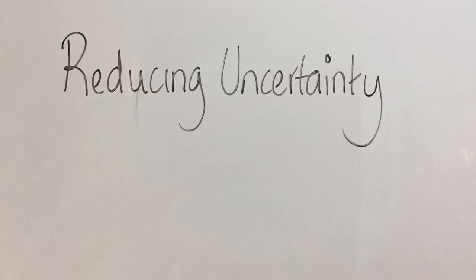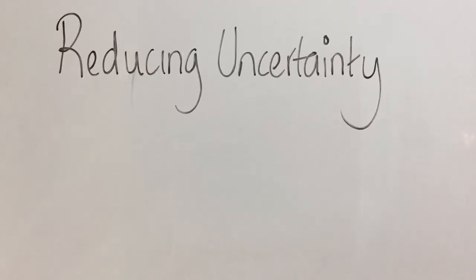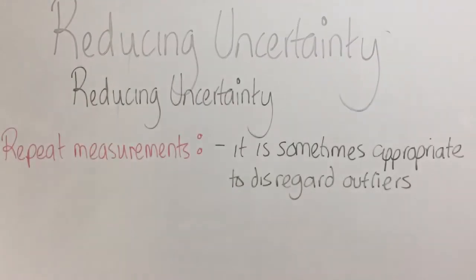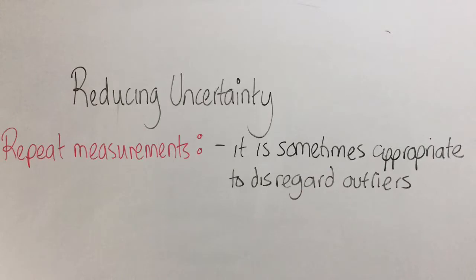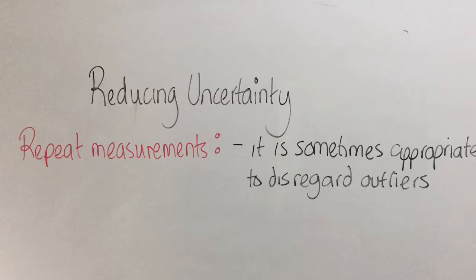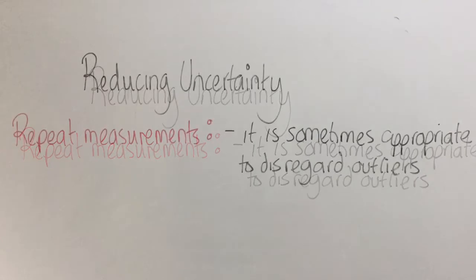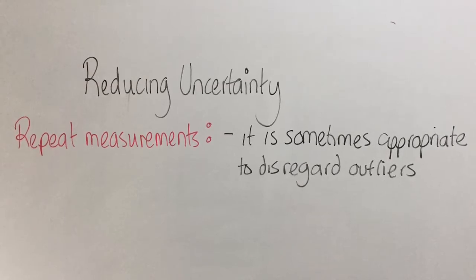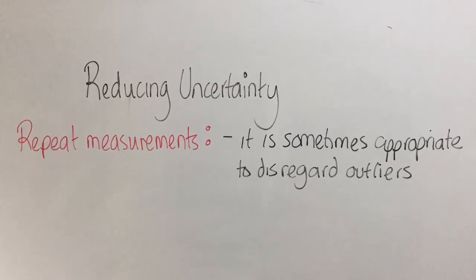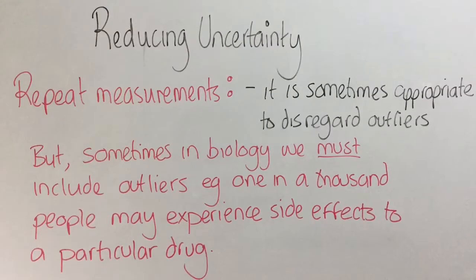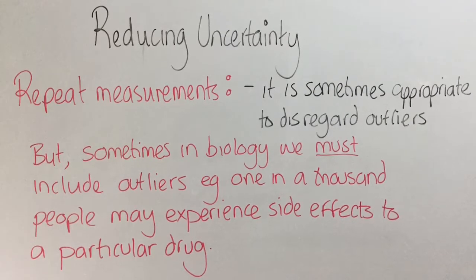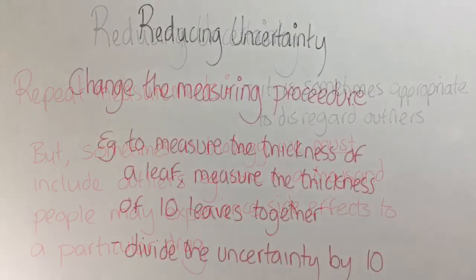So how can we reduce uncertainty? Repeating our experiment gives us more data, and that enables us to identify anomalies. And in some circumstances, it's appropriate to disregard anomalies or outliers. However, at other times, it's really important to include them. So consider a drug trial. 1 person in 1,000 has side effects. It's really important to record those side effects.